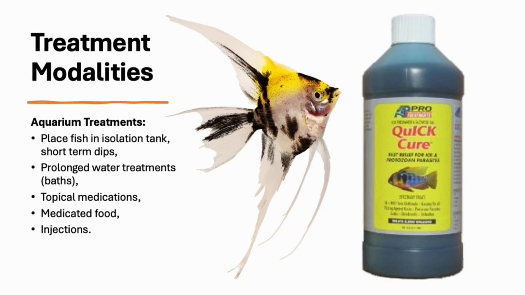If the fish has skin lesions, topical medications can be helpful, and then always for bacterial infections, medicated food is appropriate because we get the antibiotic directly into the fish when we feed it in the food. However, if the fish is too sick, it might not even be eating, in which case an injection of antibiotics might be the way to go.